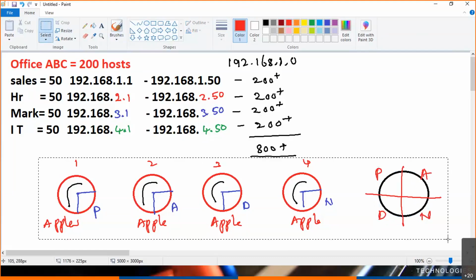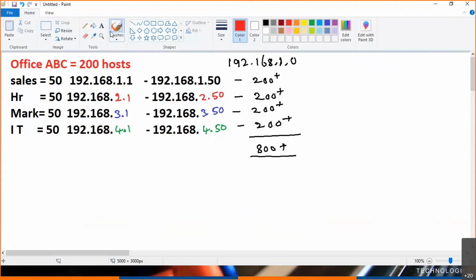Similarly, same example. Our requirement here is that the sales department, HR, marketing, and IT should not communicate. For that, we have used 1 dot network, 2 dot network, 3 dot network, 4 dot network, four different networks. So instead of four different networks, we can use only one network and divide it into four parts.